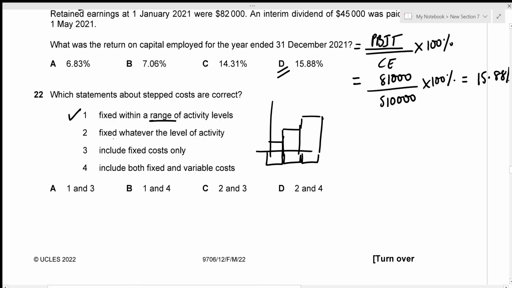The second one is fixed whatever the level of activity. So if it were to be fixed whatever the level of activity, the graph would have been something like this, which is not equal to this graph. So this is incorrect. The third one is include fixed costs only. This is correct because step cost only includes the fixed costs. And the fourth one is includes both fixed and variable costs. That's incorrect. So the correct answer is going to be option A.